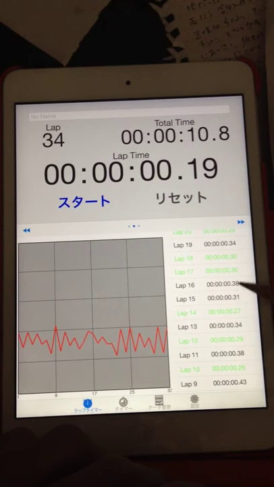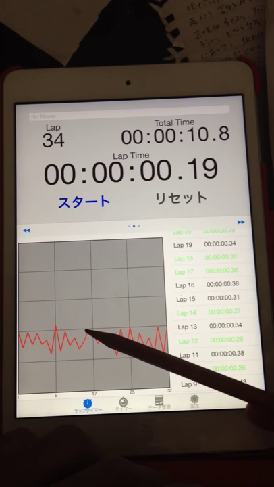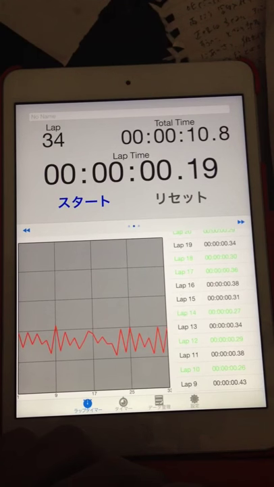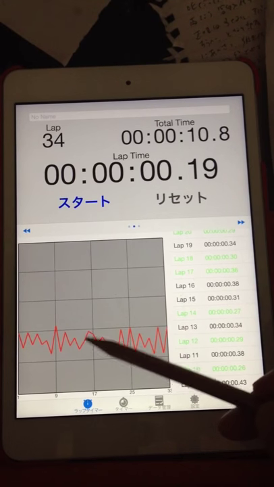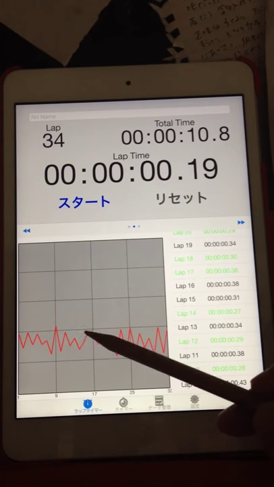1, 2, 3, 4. The difference is -7. -7 divided by 6.4 equals 11, so -11% bounce. Big, fairly big.